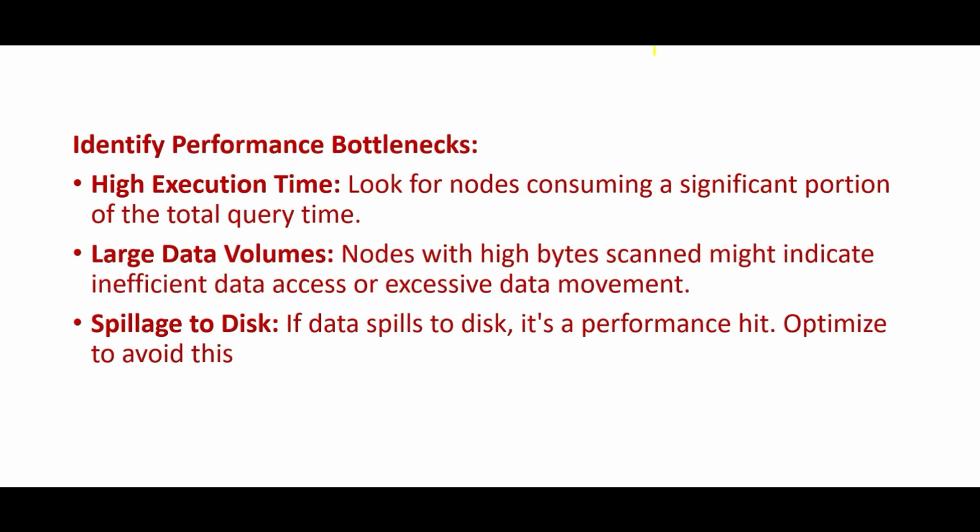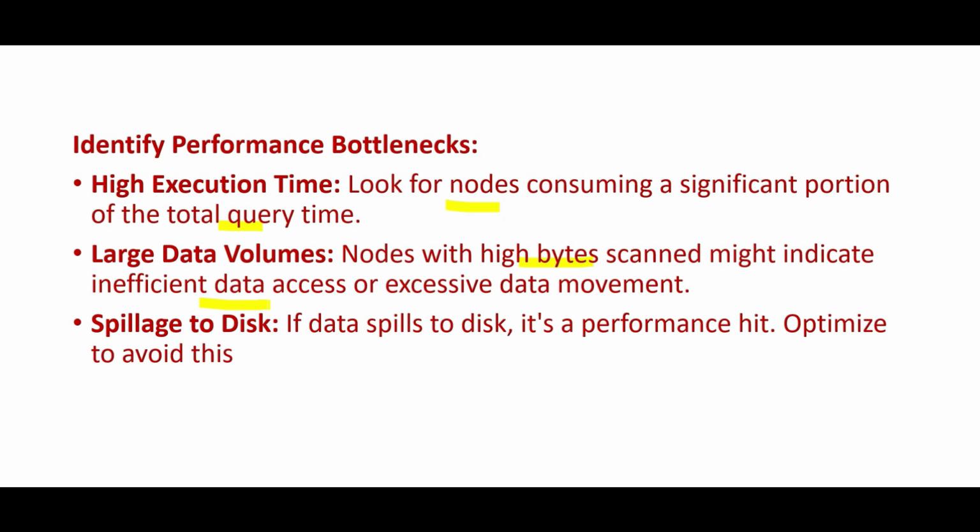Okay, once you look at these things, how do you know there are performance bottlenecks? If the execution time is high, you have to look for nodes consuming a significant portion of the query time. Which node is the culprit here? There may be different nodes, 4 or 5 nodes. Then you look at which node is doing a high byte scan. That may indicate that this node is inefficient in data accessing or there are excessive data movements happening. You have to understand there may be genuine scenarios for excessive data movement, or it may be just an inefficient way of writing the query. So you may have to revisit the query.